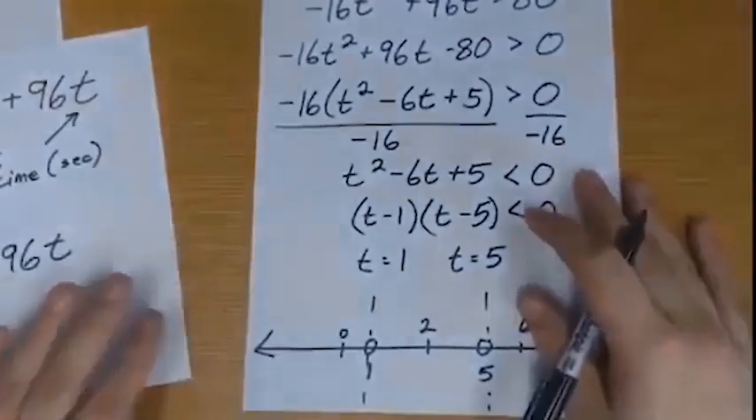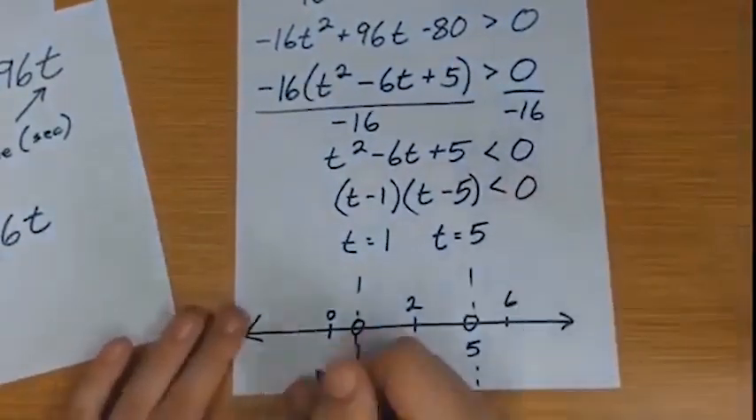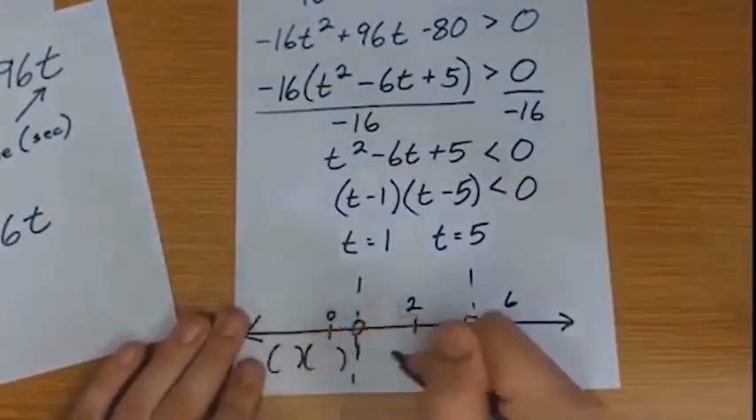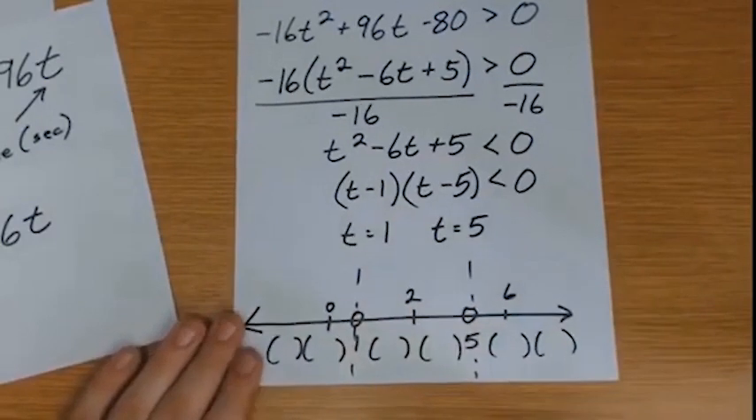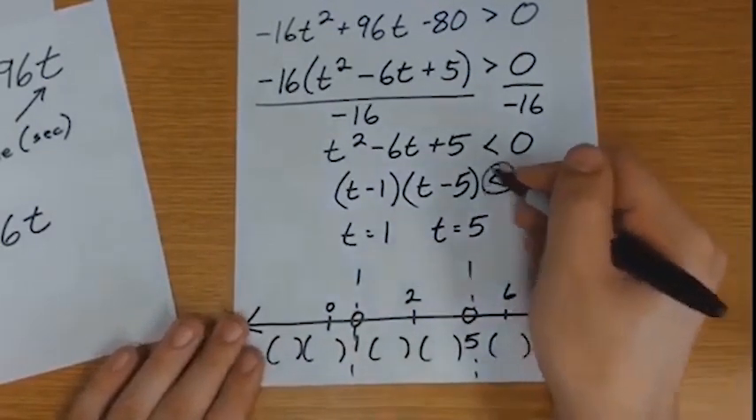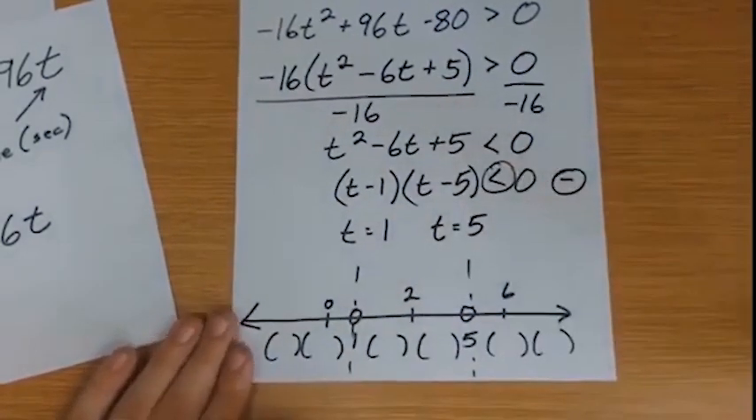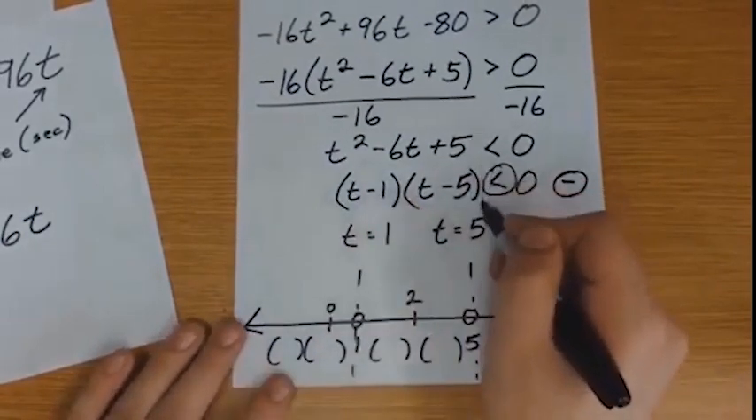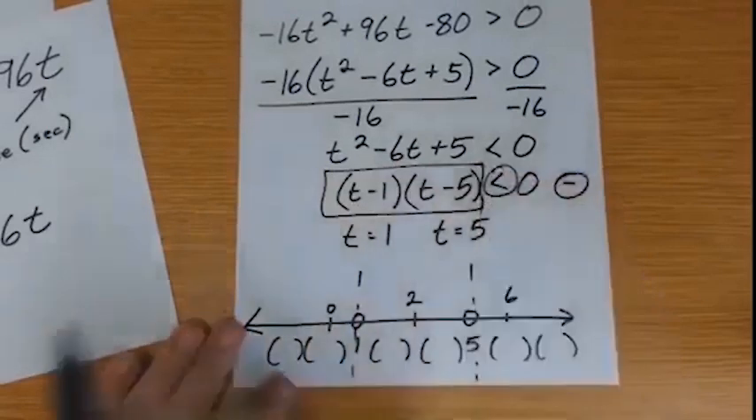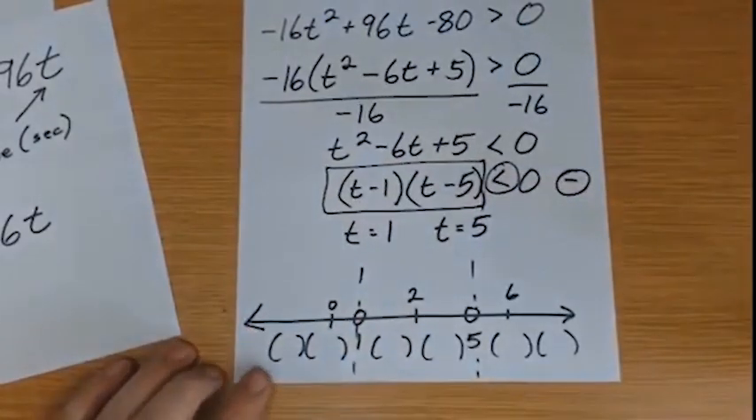We'll stick with this page. So, factored form. We need our numbers to be negative, less than 0. The factored form represented is t minus 1 times t minus 5.